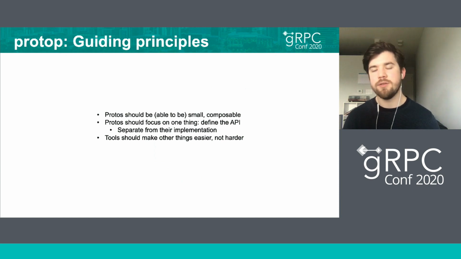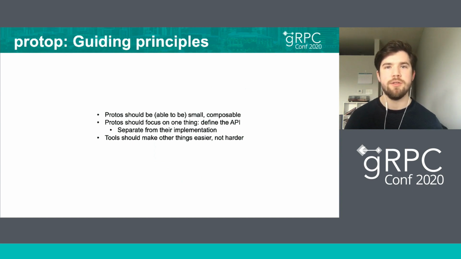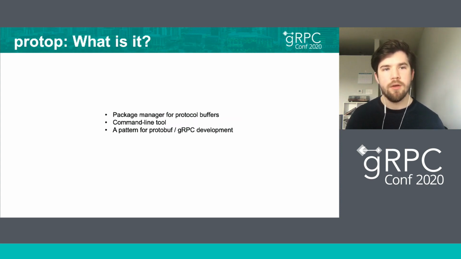And then finally, to reiterate the last point, again, coming back to the idea that tools should really make things easier, not harder to do. So instead of introducing another new pipeline, a whole framework for throwing around protos and doing a billion different kinds of validations, I wanted to build something that was just extremely simple and just focus on the one thing, which is just distributing protos. So what is Protop exactly then?